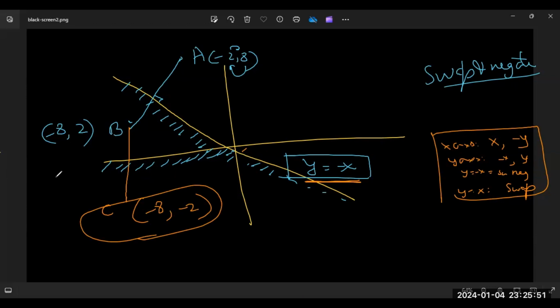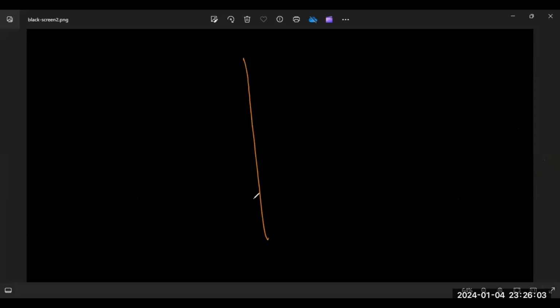Sir, can you also explain in a similar way, I mean, through figures? For which one? The next question, the 13th one. 3x minus 4y equals 4 along the line x equals y. Okay, first let's plot 3x minus 4y equals 4.